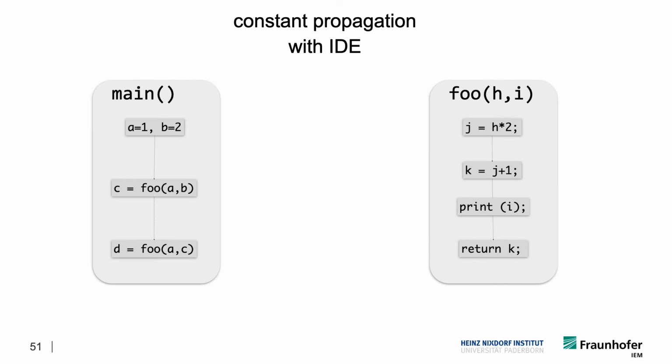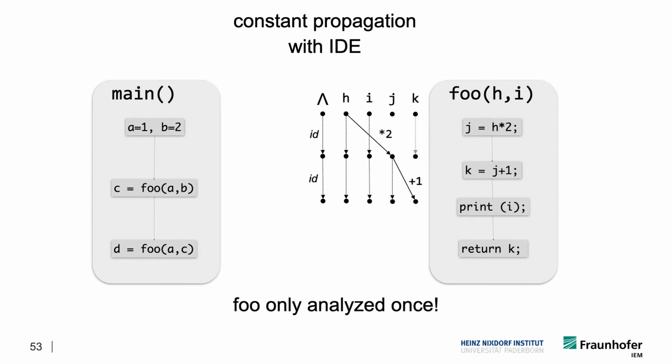And now when we look at how you can do this with IDE, you will see that there are actually some benefits here. So let's take a look at how this would work in IDE. We would basically have such an exploded supergraph representation that you see here, and we would get these kinds of flow and edge functions, right? So here, j is being assigned the value of h multiplied by 2, and then k gets the value that we just have here, but with 1 added to it, okay? There's not much happening here, but essentially we would be creating procedure summaries out of this, right?